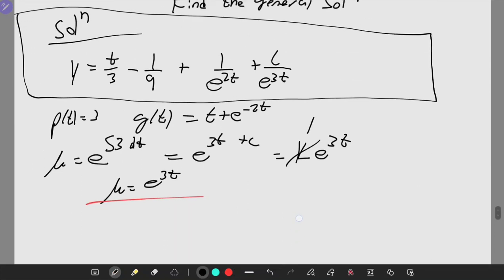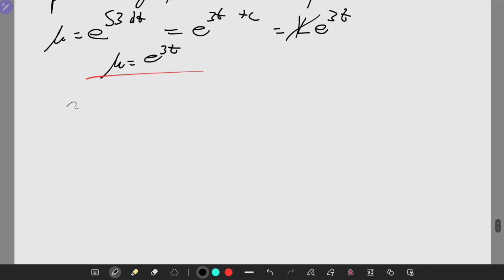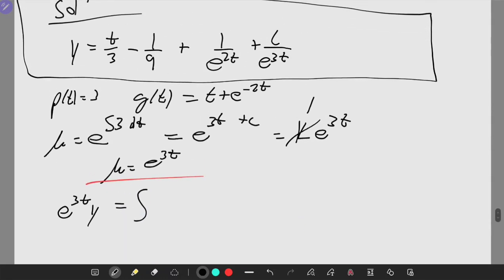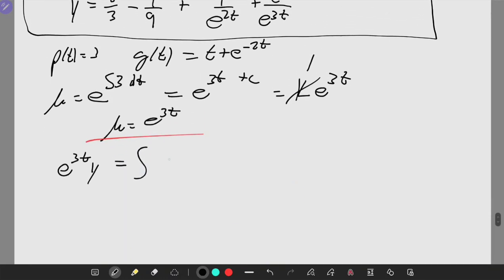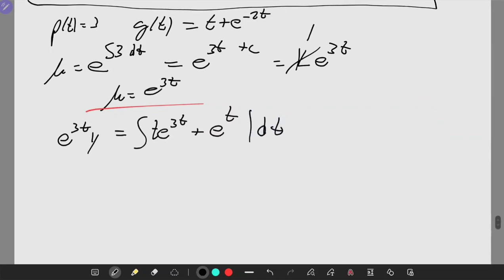Fantastic. Now we use our little trick. Mu times y, so e to the 3t times y is equal to the integral, our g of t, times mu, so that's e to the 3t times t, plus mu times e to the minus 2t. We can add the exponents together. That's e to the 3t minus 2t, e to the t.